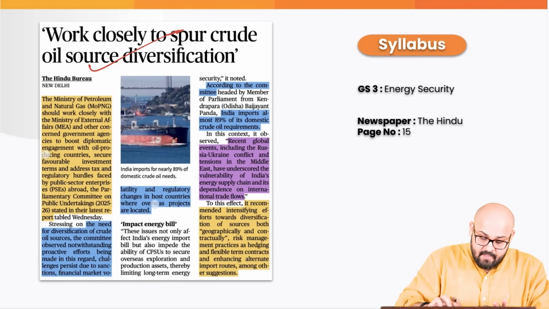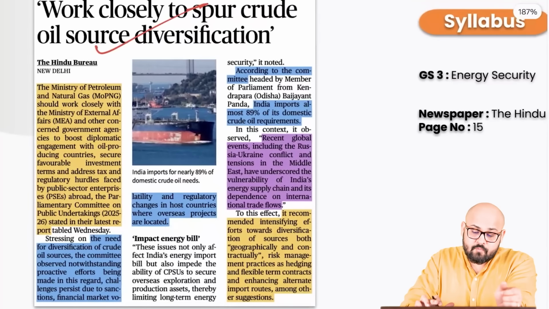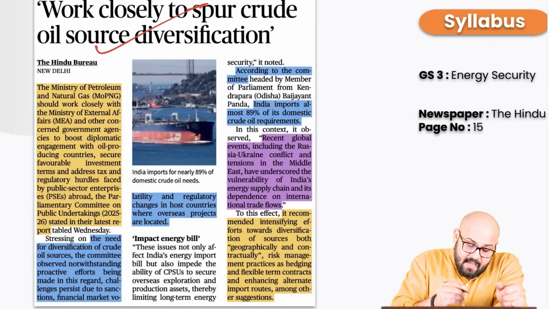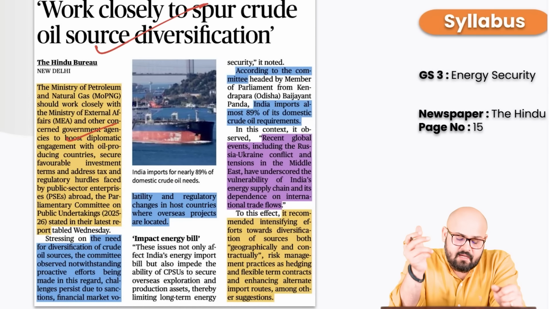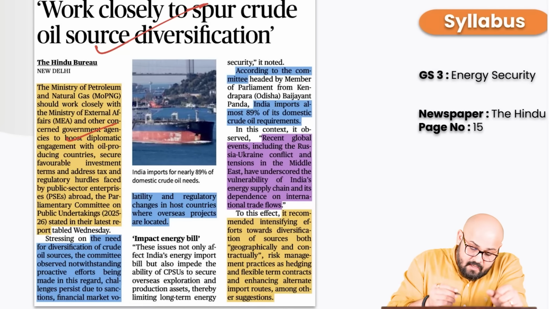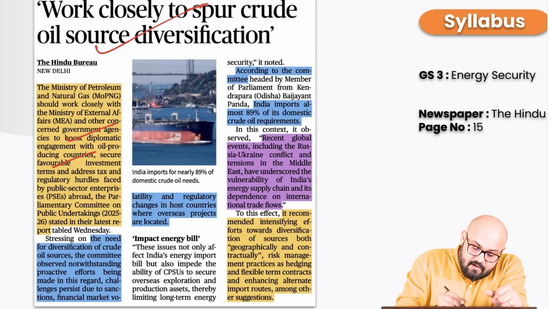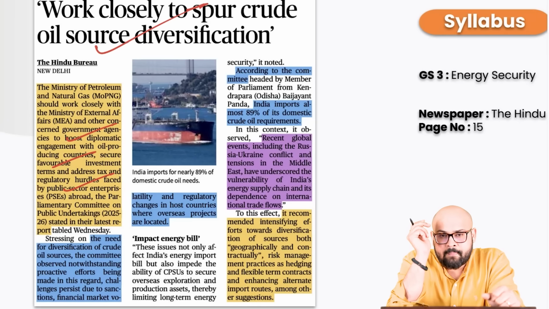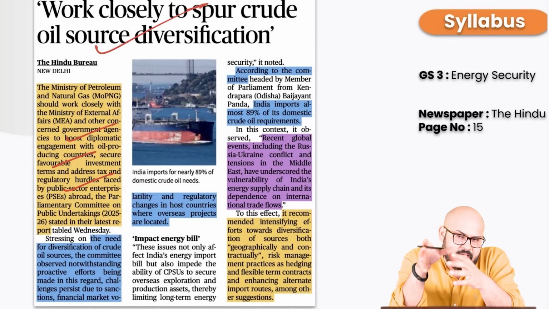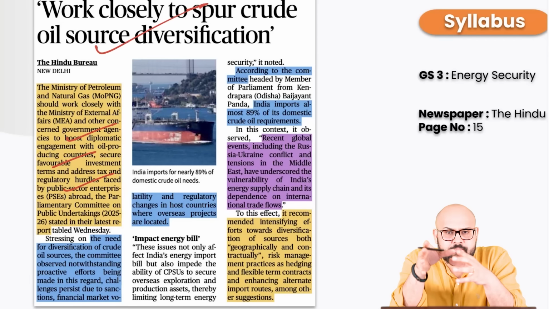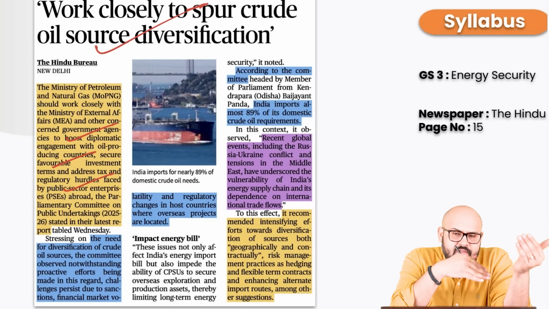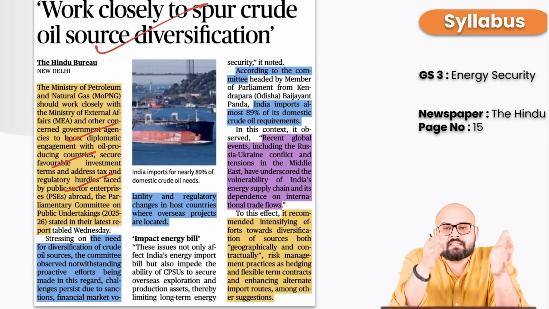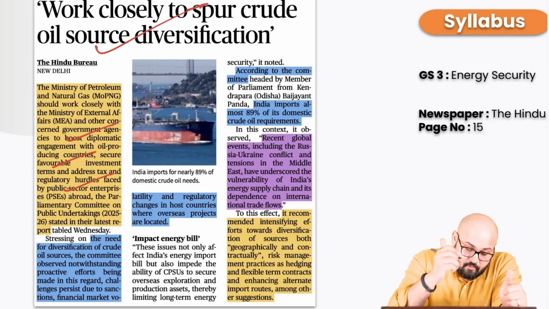And we'll also talk about the petroleum industry. The Ministry of Petroleum and Natural Gas should work closely with the Ministry of External Affairs and other concerned government agencies to boost diplomatic engagement with oil producing countries, for example Saudi Arabia and UAE, secure favorable investment terms, and address tax and regulatory hurdles faced by public sector enterprises. So we have some of these PSUs, and they are facing issues in their interactions with other countries. So what the committee has recommended is that these regulatory hurdles must be improved.